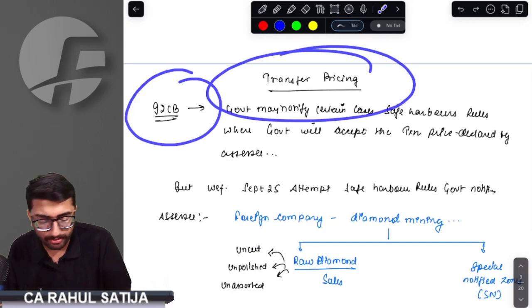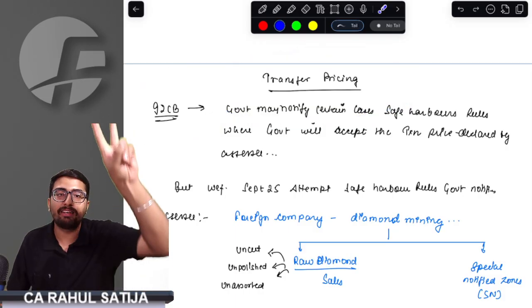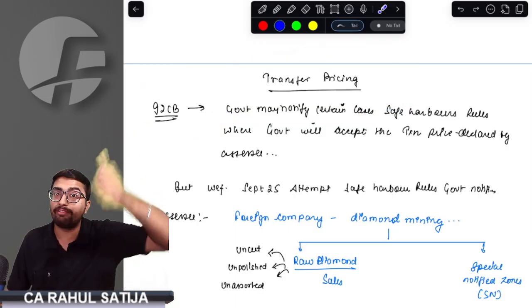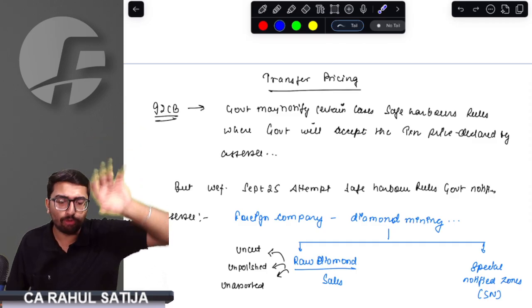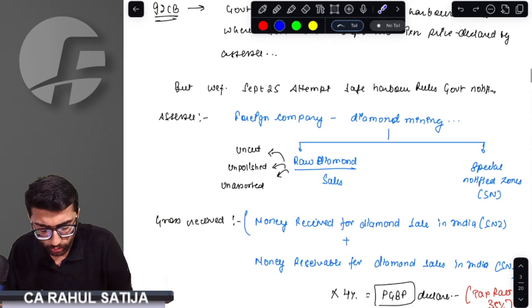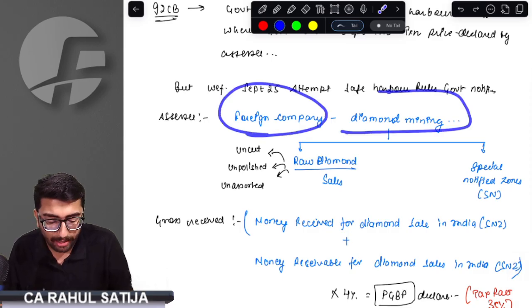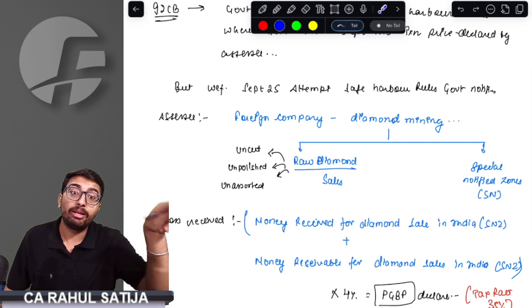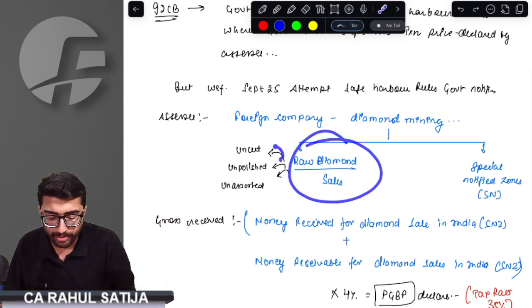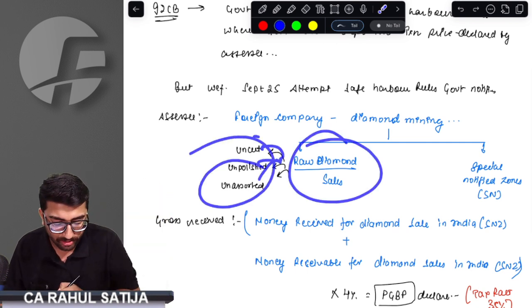In transfer pricing for September 25, what amendments were there? There were two major amendments. First of all, safe harbor rules relating to foreign diamond companies were available. Sir, what was the amendment? Let me tell you. If a foreign company is into diamond mining and sells raw diamonds, raw diamonds meaning uncut, unassorted, unpolished diamonds.